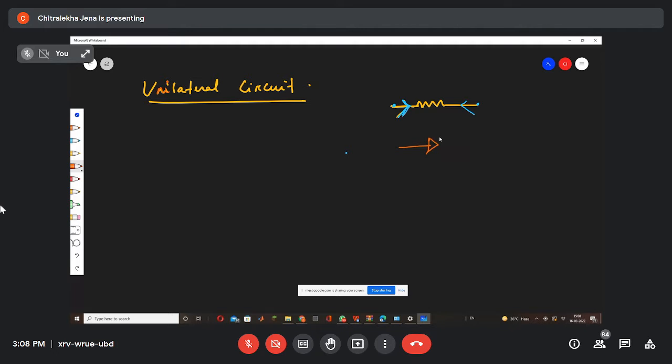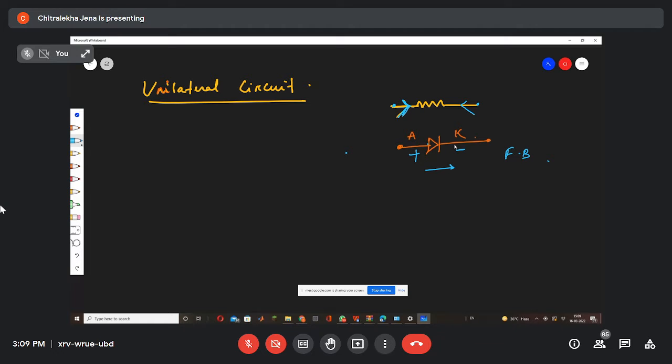A diode, if you take, these are the two terminals of the diode. This is the anode, this one is the cathode. In the diode, it will only conduct when it is forward biased. Forward biased means when you give anode positive and cathode negative, then only the current will flow.